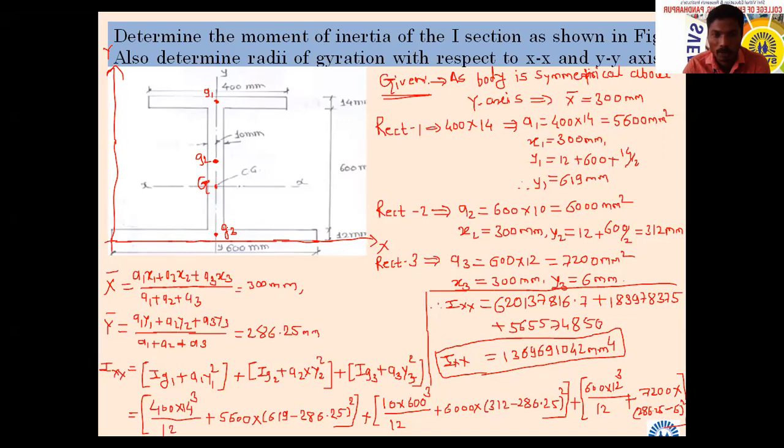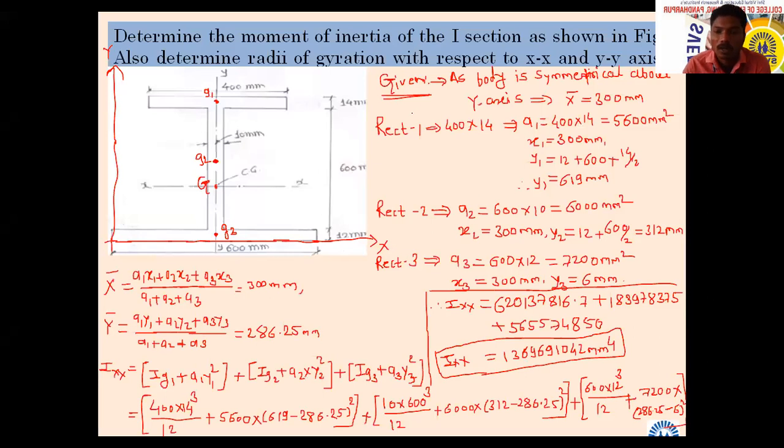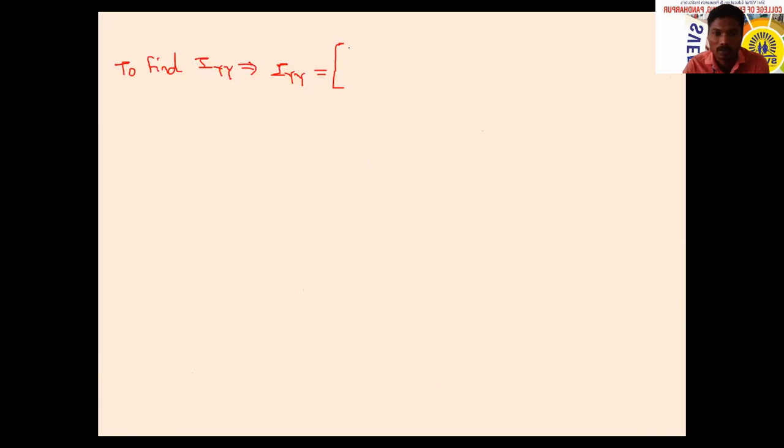Means if at all I want to find, can someone tell me? Because the figure will not be in front of me while writing the IYY. Can someone help me? IYY equal to, for the rectangle one, what will be the formula? Which dimension is going to cut? If we take the vertical axis, 400 is going to cut, and horizontal is 14. So 14 will remain as it is. 400 is going to cut.